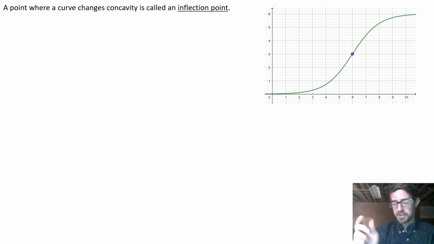Especially when you talk about something like the spread of a pandemic. At some point you hit what's called an inflection point where the rate starts to slow. So it is very significant. It's not just a quirk of the graph.